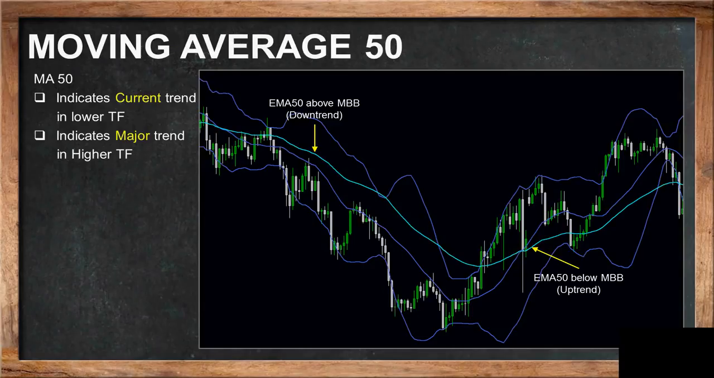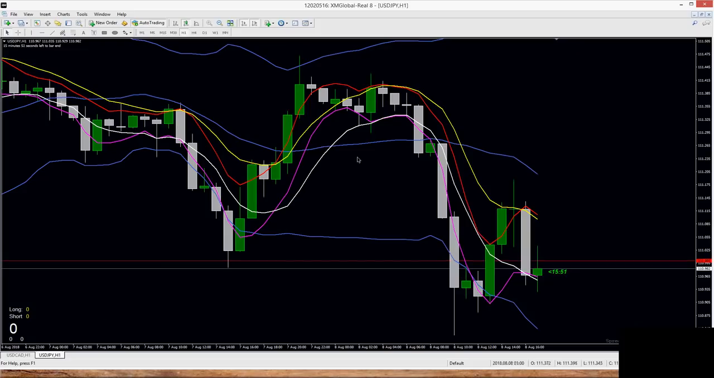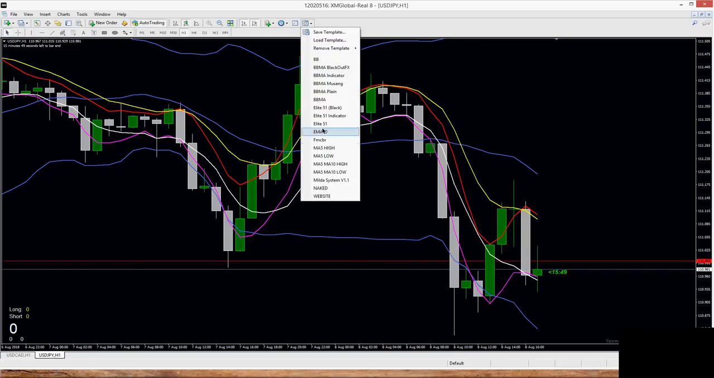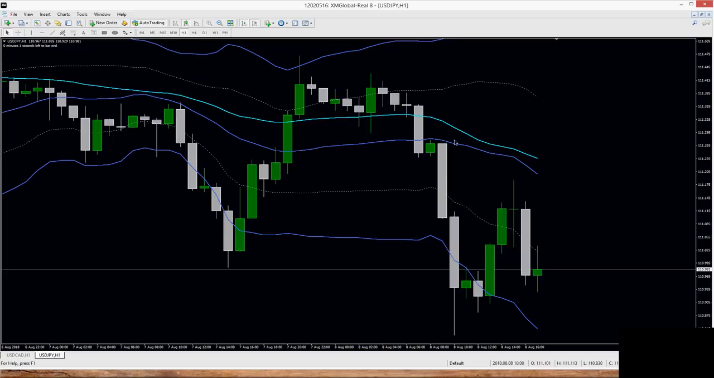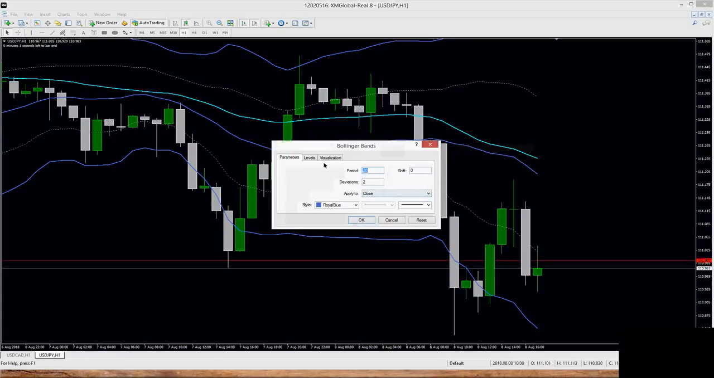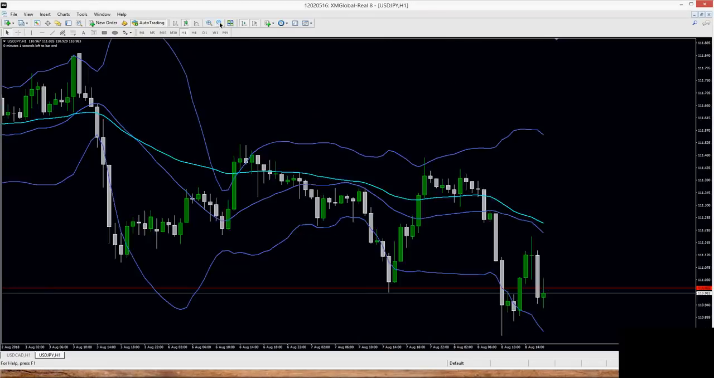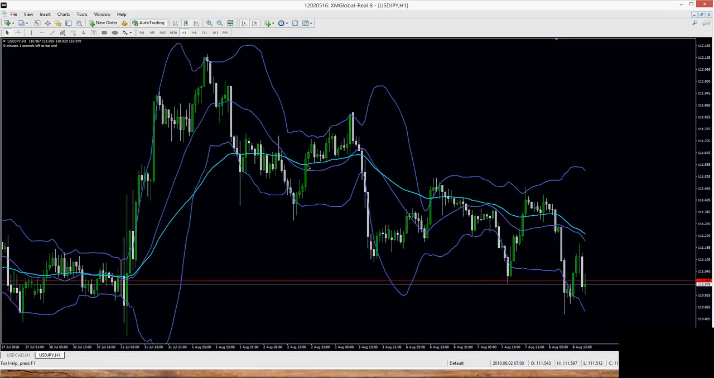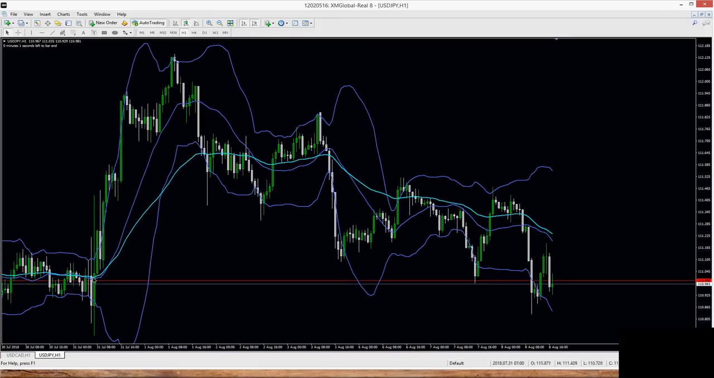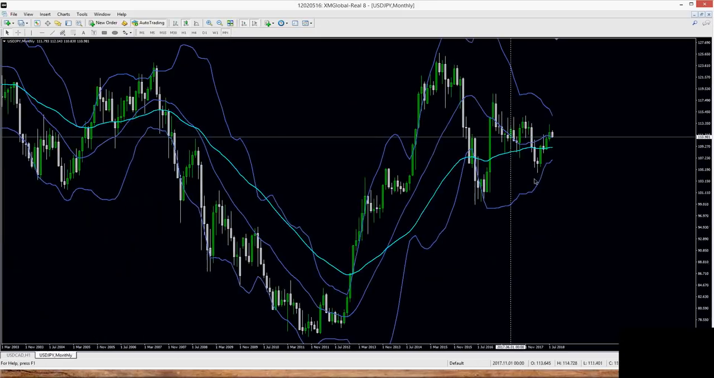Okay. So before we move on to that, let me just have a quick look. Over here, let's just go to monthly first. On the monthly, it tells us that this is an uptrend market because the EMA 50 is below mid BB.